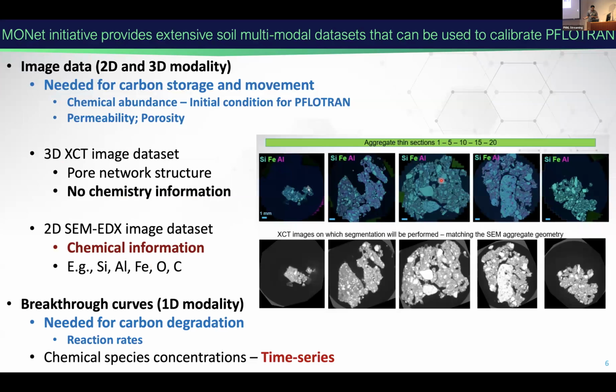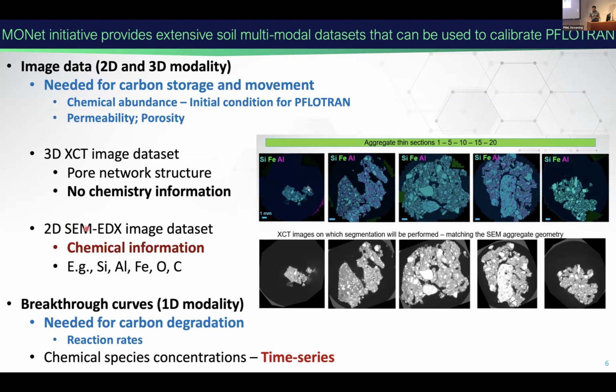And you get complementary information from this. So from SEM-EDX, you get chemical abundance information. That is an initial condition for the flow modeling, that is for PFLOTRAN. And from XCT, you get soil structure, that is the porosity and the associated permeability in an indirect fashion. So that is what this 3D XCT image data set provides. No chemistry information, but grayscale information, providing information on the pore network structure. The SEM-EDX provides detailed chemical information.